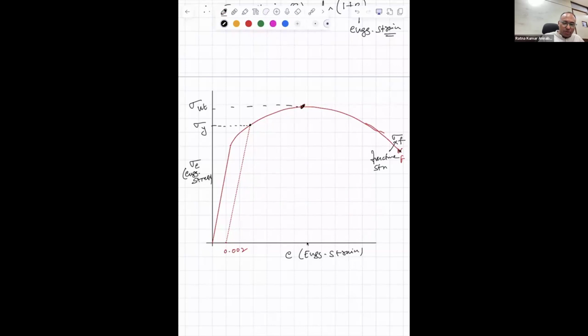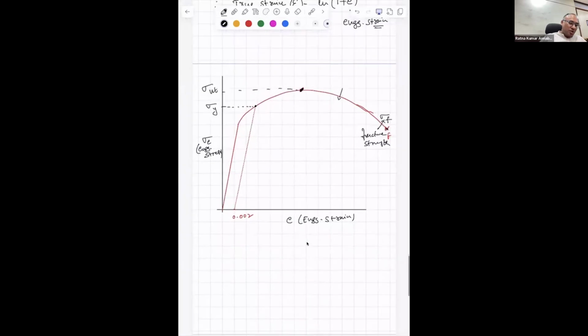Many times we don't talk about this, we will only talk about ultimate tensile strength. The fracture strength comes later. We are not interested in what happens to the material after this, because once it reaches ultimate tensile strength, the material is already damaging, and hence we are not interested in it anymore. Okay, now let us try to carefully understand this diagram, right?